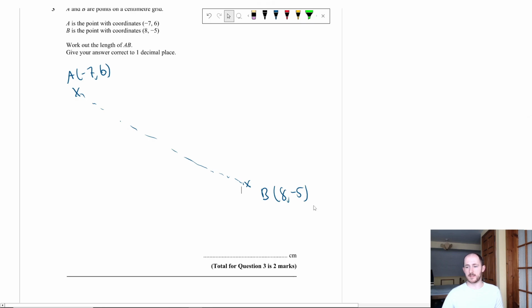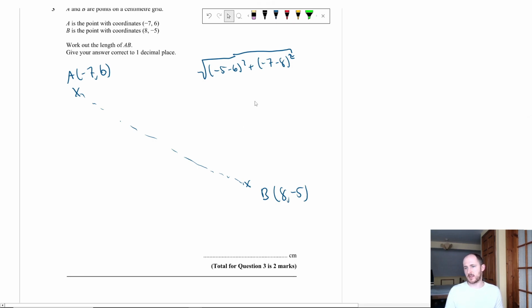which is just the difference in the y values squared plus the difference in the x values squared, square rooted, which you're more than welcome to do. So in short, it would be this. The difference in y values, so minus 5 minus 6 squared plus minus 7 minus 8 squared, right? Difference in y and difference in x squared added together. That will give you the right answer, don't worry about it.